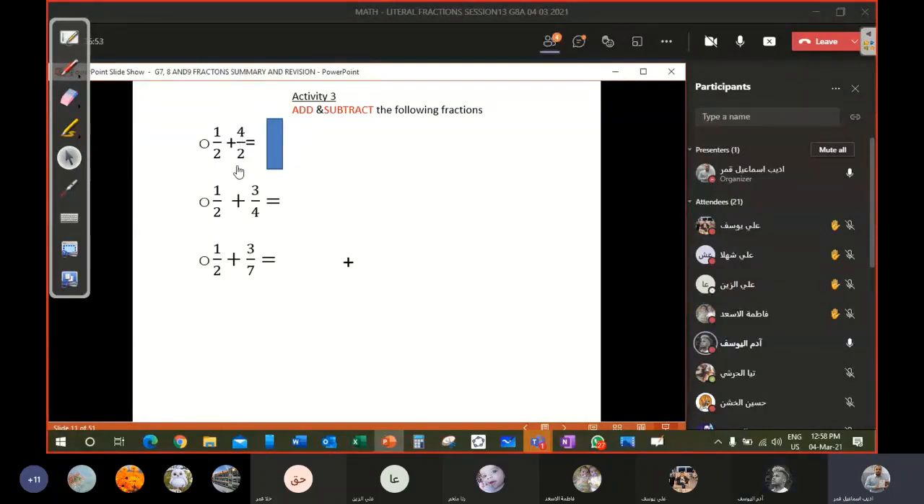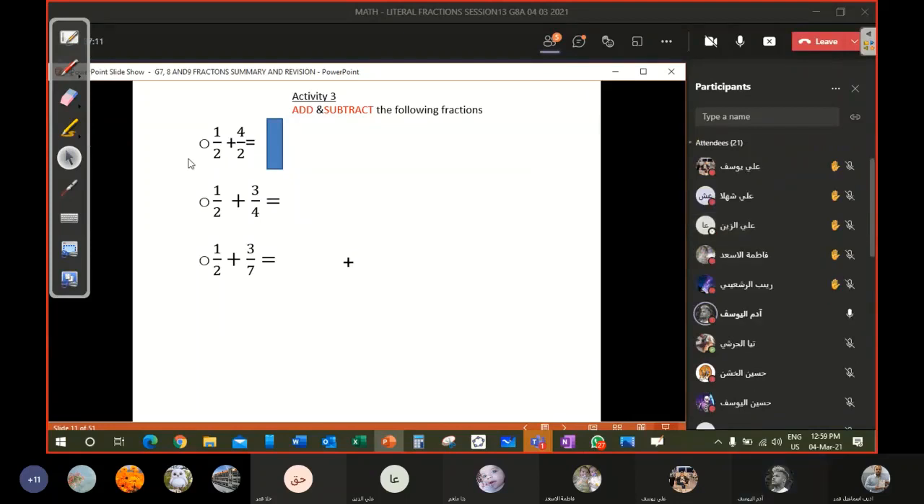1 over 2 plus 4 over 2. This is 1 over 2 is 0. No, as fractions. Keep them as a fraction. We will work with fractions. This is 1/4 over 2. 1/4? What's the meaning of 1/4? What's the sign between 1 over 4? 1 plus. We remove the plus.